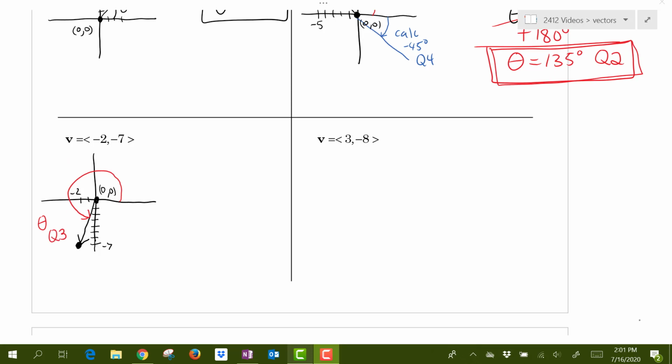Alright, so let's use our formula to find it. We're going to do tangent inverse. We're going to do the second component divided by the first component. And that's going to give us our direction angle. So I'm going to put that into the calculator.